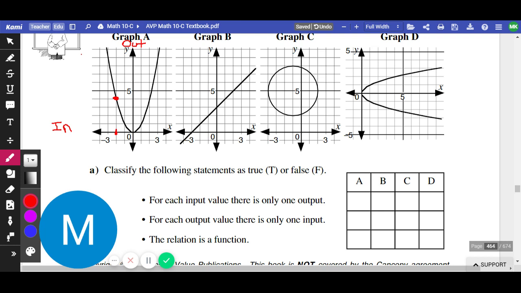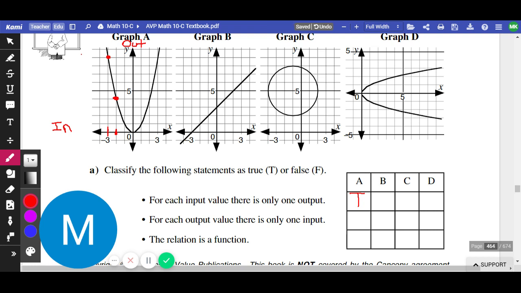If I keep looking along, I'm like, okay, what about like -3? How many outputs are there for -3? If I look at -3 and I try to figure out where the output is up here, there's only one of them. There's nowhere else on this graph that I have an output for -3. Just that one spot. This thing has only one output for every input. That is true.